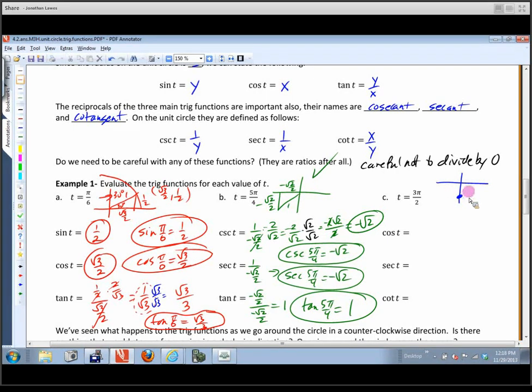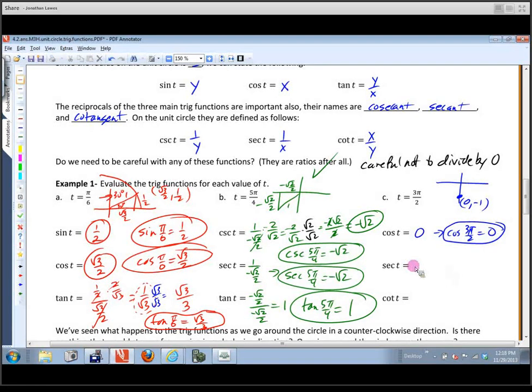Think about what the coordinates would be. We don't go right or left, so the x-coordinate is 0 and the y-coordinate is negative 1. So the cosine is just whatever the x-coordinate is, so that's going to be 0. That means the cosine of 3 pi halves is 0. So we've got our answer there.